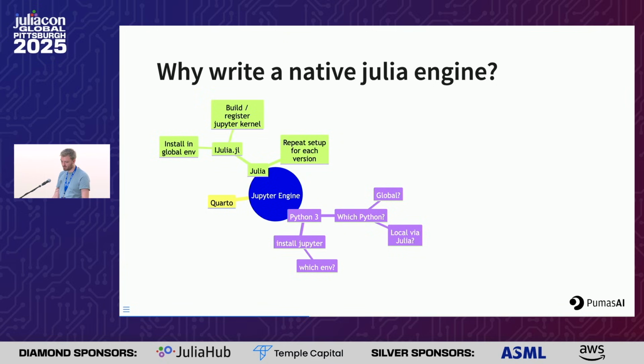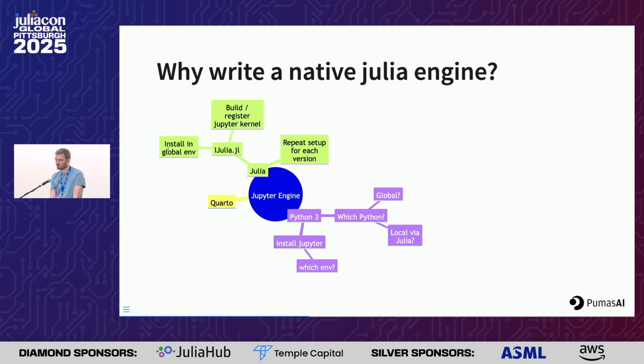So I wanted to show what could go wrong with the Jupyter engine. This is just a small mind map of the parts you had to get right in order to render Julia stuff with the previous backend. You installed Quarto, Julia, and Python. And then the question is, you need IJulia for the Jupyter part, but where do you install it?